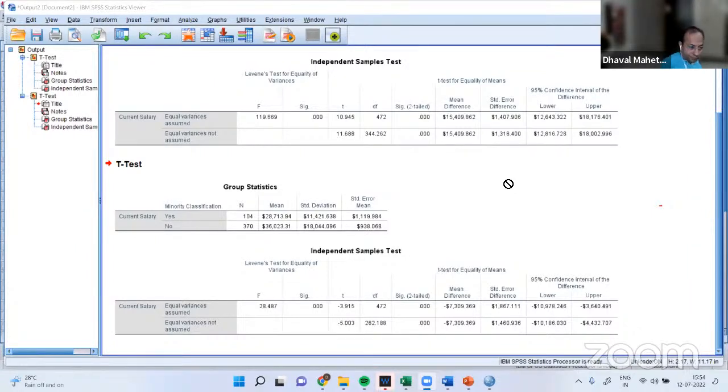Okay. Anybody who will take the honors of the interpretation? See the p-value. Anybody who will take the honors of interpretation?